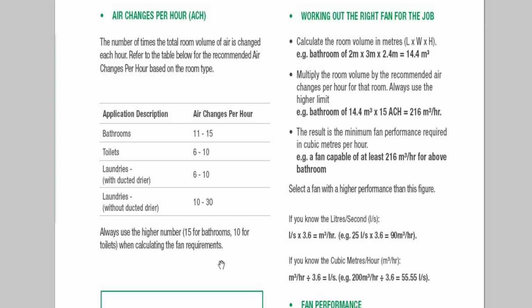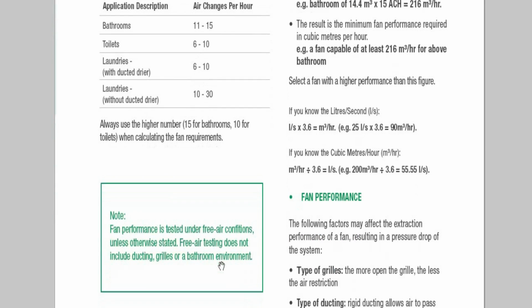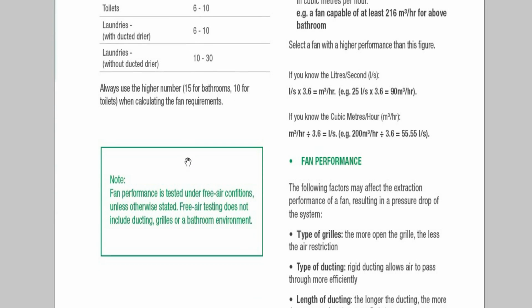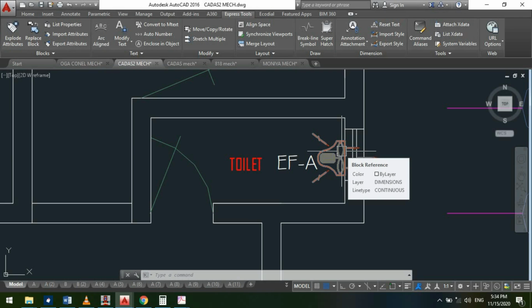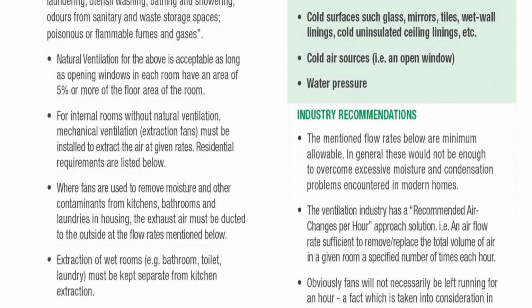For instance, the air change per hour for normal bedroom is 15, although it ranges between 11 to 15, and for toilet is 10. So you can actually use 6 to 10, laundry is 6 to 10 too. And some other areas, maybe because there is no duct installation, we can use between 10 to 30. These are standards specified by building professionals.